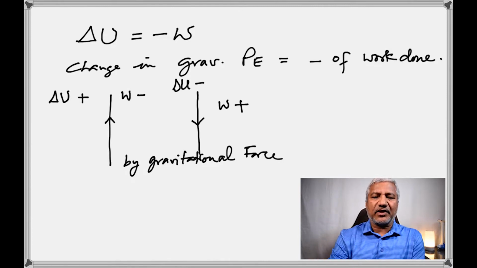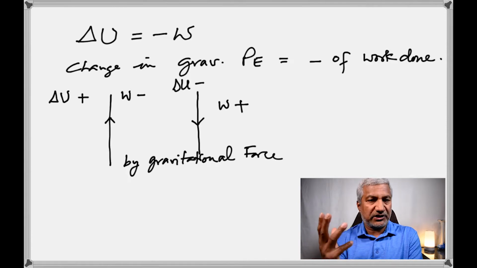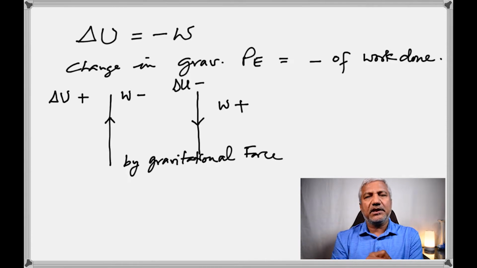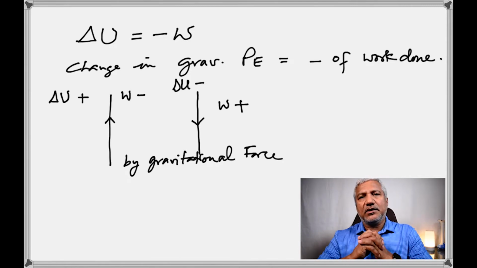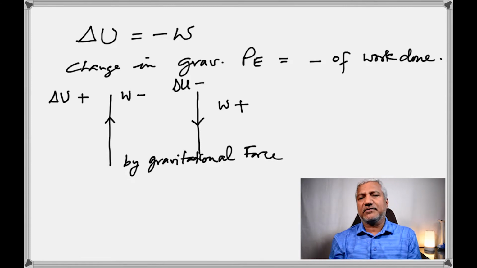So let's take this case where you go straight up. You're going up. The change in potential energy, gravitational potential energy, is positive. That means the gravitational potential energy of the object increases. But the work done by the gravitational force is negative. Whenever the gravitational potential energy increases, the work done by the gravitational force is negative.